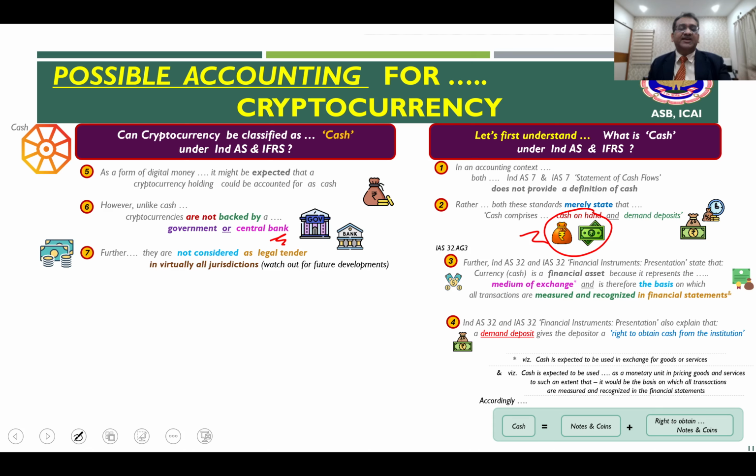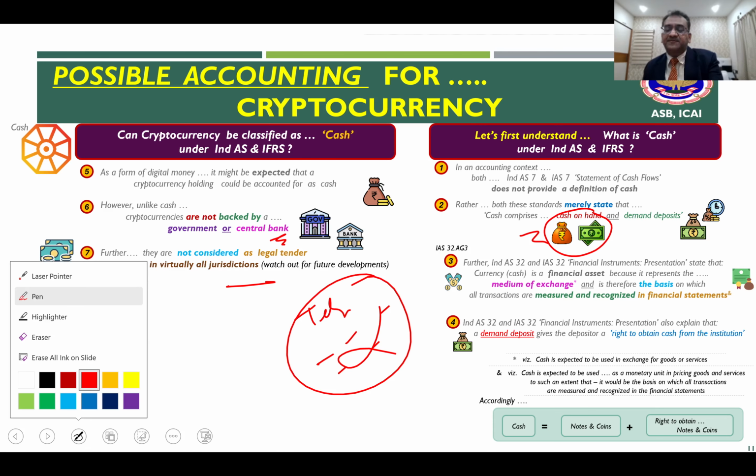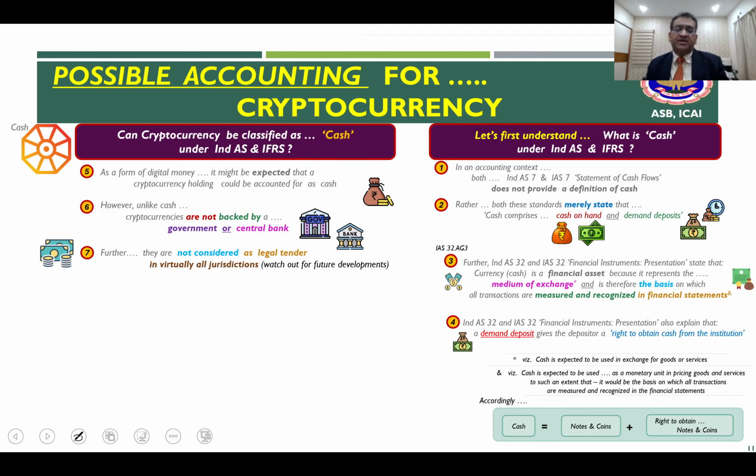You can exchange this money and cash for obtaining goods and services. But then, I also gave you an example of Tesla. Now, if Tesla accepts Bitcoin as the basis of payment for buying the car, there may be hundreds of other companies or organizations or entities that may not be accepting Bitcoin. So as a holder of Bitcoin or a cryptocurrency, you can't force them to accept it because they are not legal tender. And therefore, these cryptocurrencies and Bitcoins are not considered as legal tender in virtually all jurisdictions.